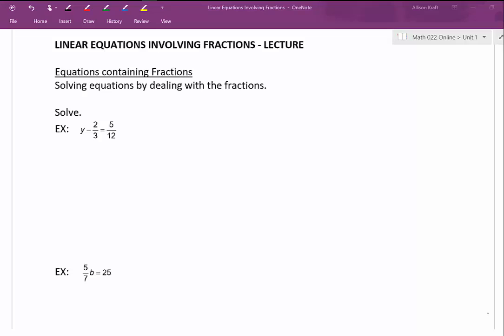Our first equation, we want to solve y minus 2/3 equals 5/12. We want to get the y all by itself. Right now, we have a constant on the same side of the equation as the variable term. We need to eliminate this minus 2/3. To do that, we're going to perform the opposite operation, and we're going to add 2/3 to both sides.